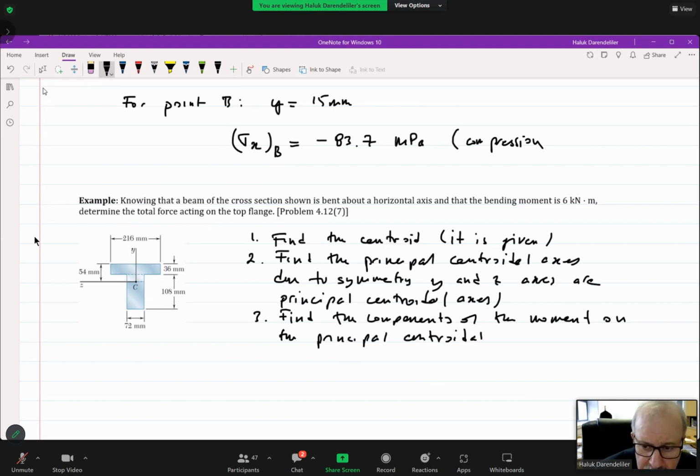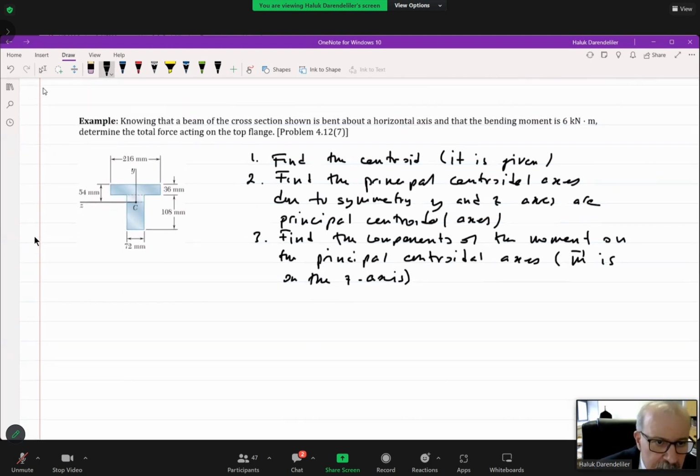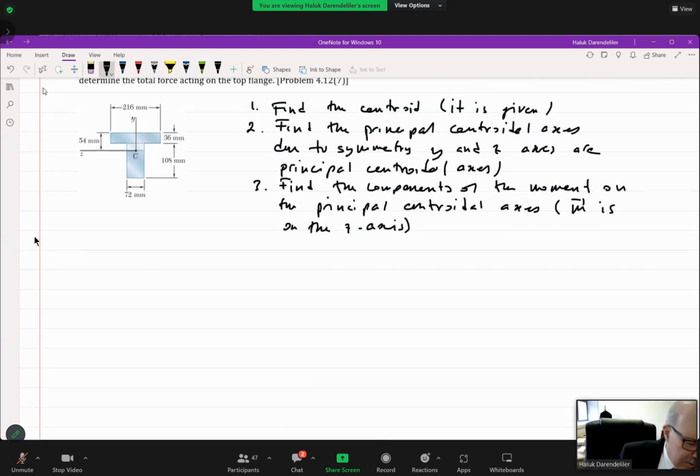On the principal centroidal axis, M is on the z-axis. Okay. Anyway, so everything's okay for this problem. There is symmetry, you know, centroid, everything. Now I'm going to throw another figure to make the problem further clear.